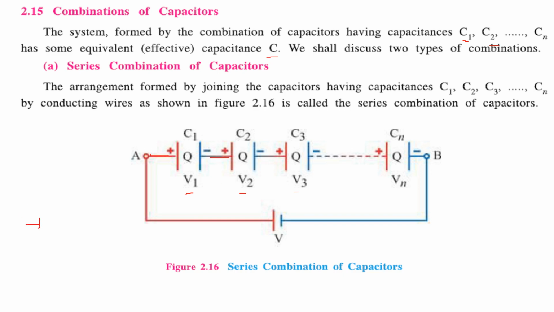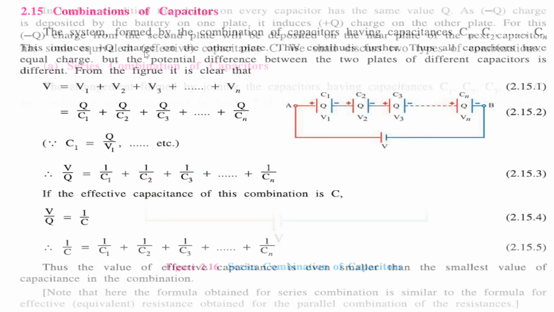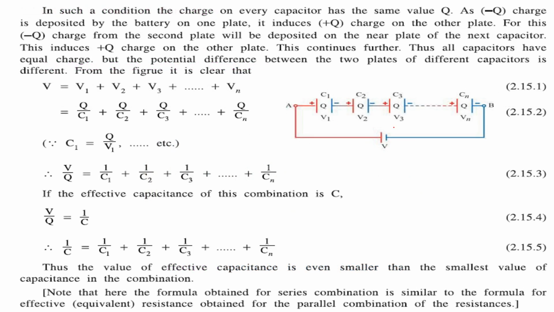So one is in series with the other. The first one has, say, potential V1, charge Q, and C1 is the capacitance. Likewise for the others. This is the scenario of a series combination of capacitors. In this condition, the charge on every capacitor has the same value, all have Q. A minus Q charge is deposited by the battery on one plate, because this is a battery, so minus charge will be here.